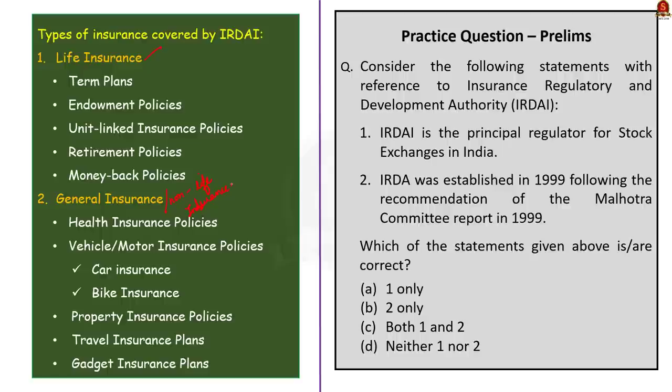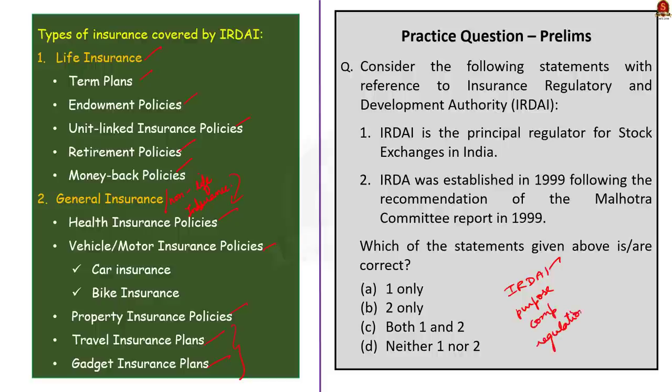Firstly, the components included in the life insurance are term plans, endowment policies, unit-linked insurance policies, retirement policies and money-back policies. And the components which are included in non-life or general insurance are health insurance policies, vehicle or motor insurance policies, property insurance policies, travel insurance policies and gadget insurance policies. So these are all some of the components under life insurance and non-life insurance. And that's all regarding this discussion. Through this discussion, we came to know about IRDAI, that is the Insurance Regulatory and Development Authority of India, then its purpose, then composition, and finally about regulation activities of IRDAI.